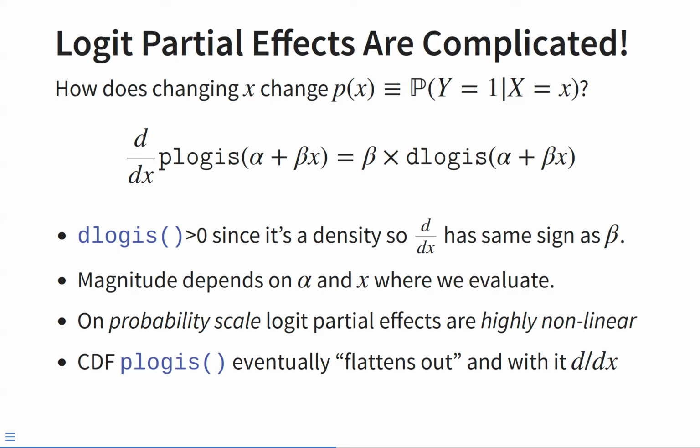And we can sort of think about this by remembering what a CDF looks like. So plogis is a function that eventually flattens out. It eventually becomes 1 if its argument gets big enough. And when that function has flattened out, the derivative is going to become very, very small.